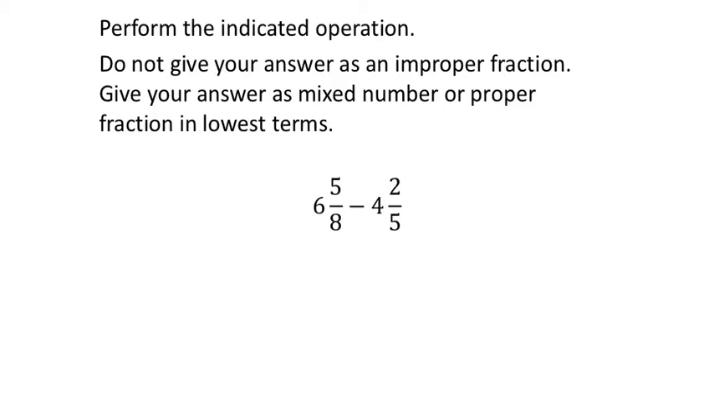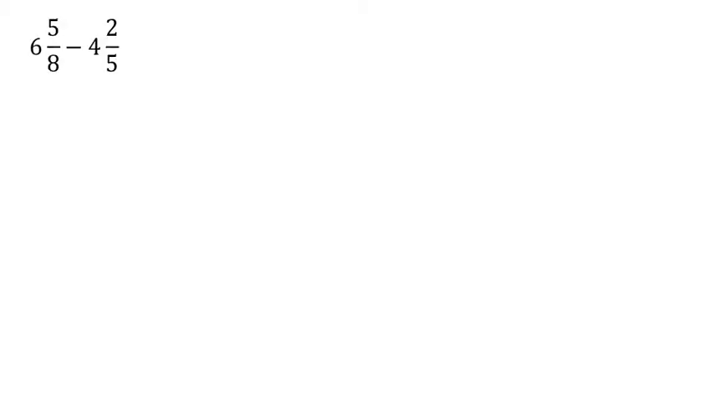6 and 5/8 minus 4 and 2/5. Again, we just don't want the answer as an improper fraction. We want it as a mixed number. 6 and 5/8 minus 4 and 2/5.